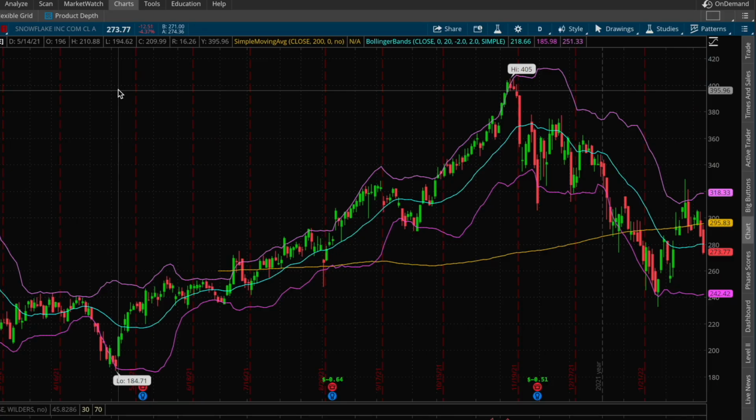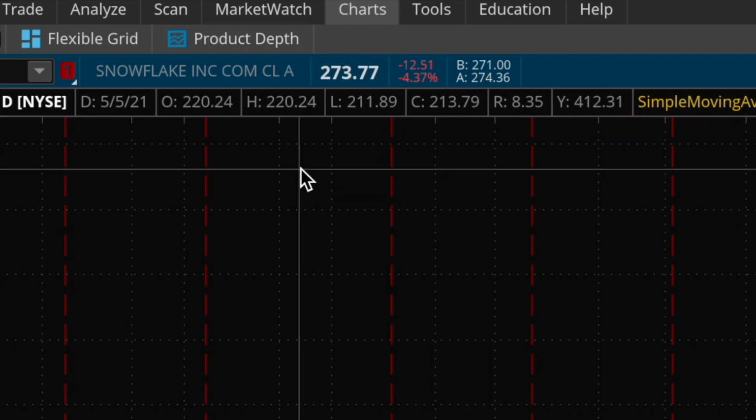And that's because number one here, this stock is reasonably high priced at around $300 per share. So that means if you are going to sell iron condors on a stock like this, you're going to collect a decent amount in premium.